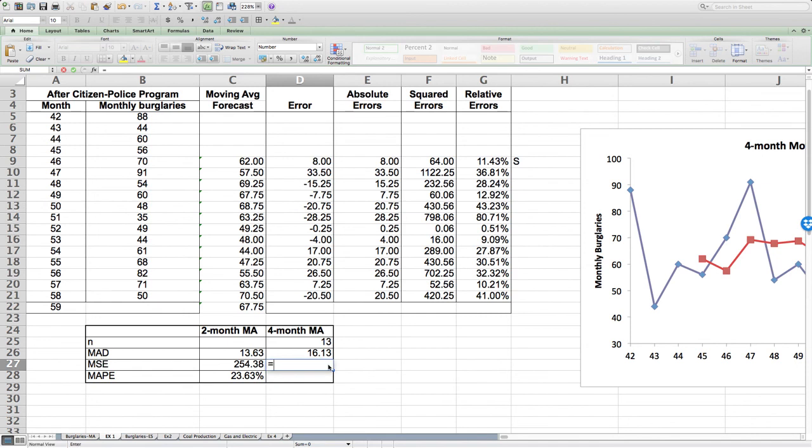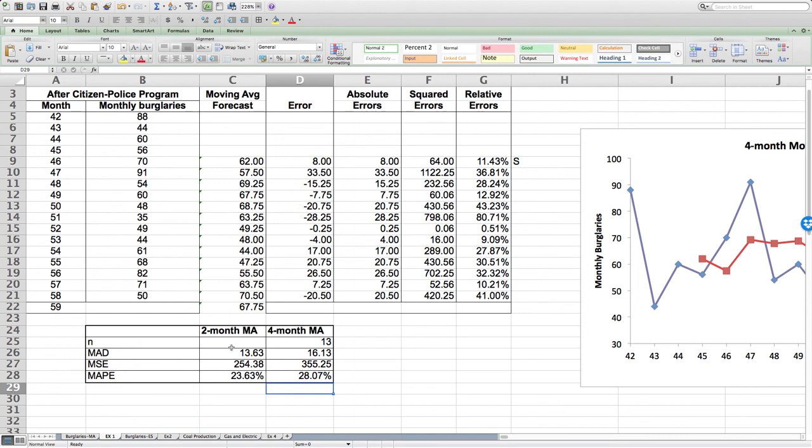MSE is, you sum them up. Squared errors, sum them, and then divide this number by this n. You'll do the same thing for MAP. We'll sum these relative errors, and divide this by n.